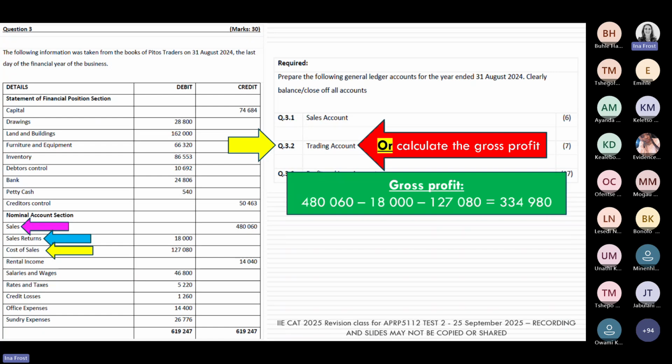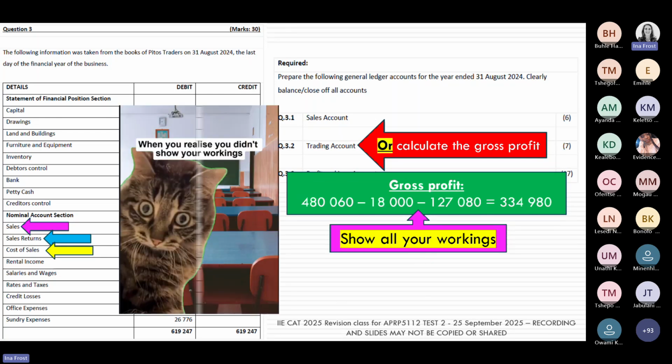And if we ask you to do a calculation, then of course you're just going to show us sales minus sales returns minus cost of sales, and that is your gross profit. And if you do any kind of calculation, remember, you're definitely showing us your workings. Okay? Any calculations in an accounting paper, whether it's now test 2 or the exam, please, students, workings.